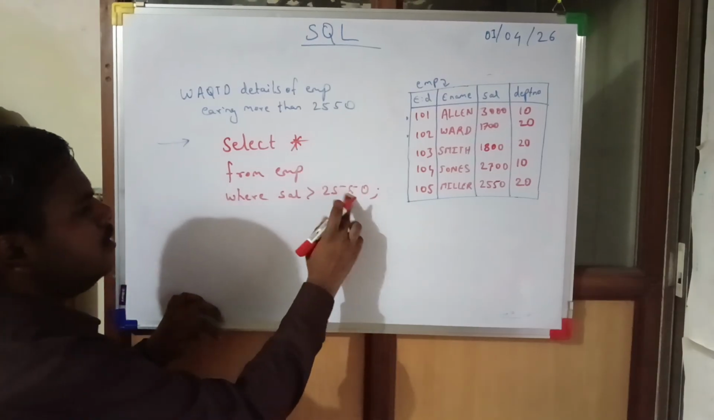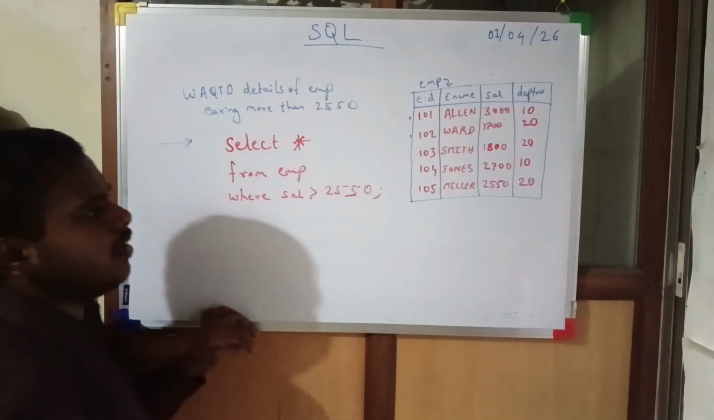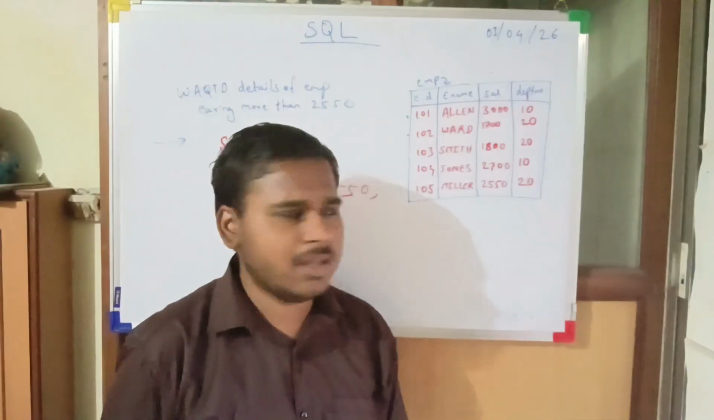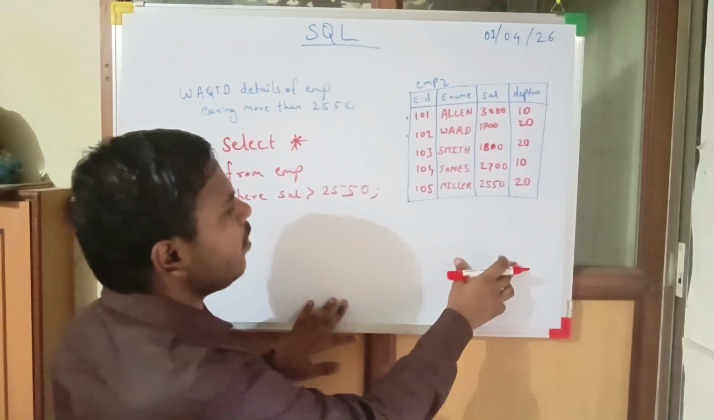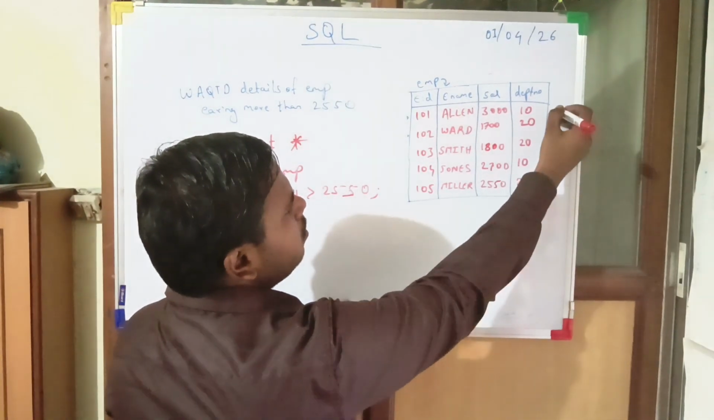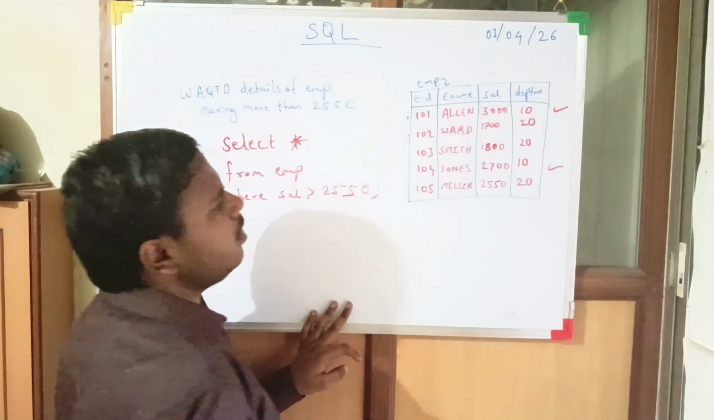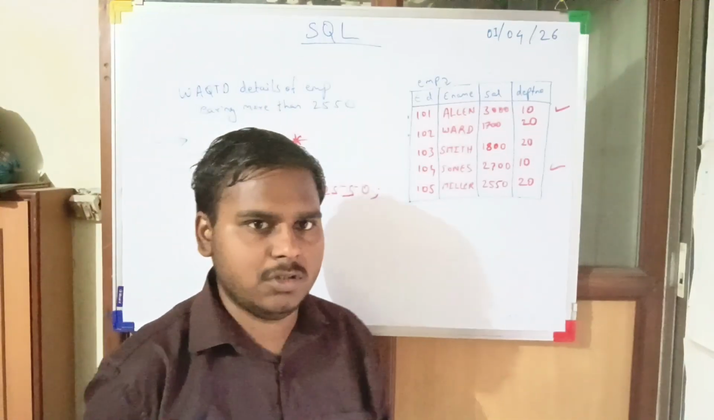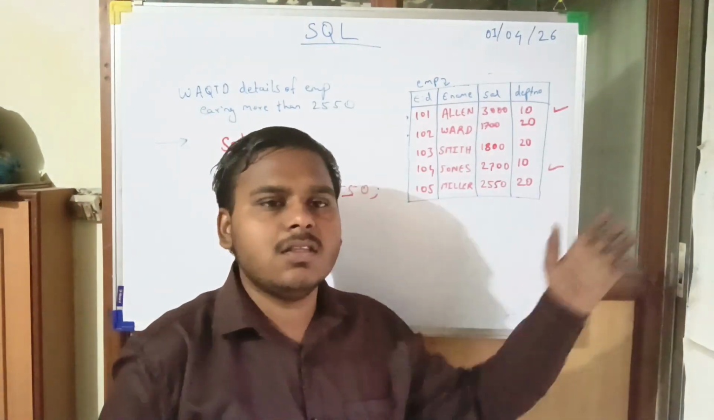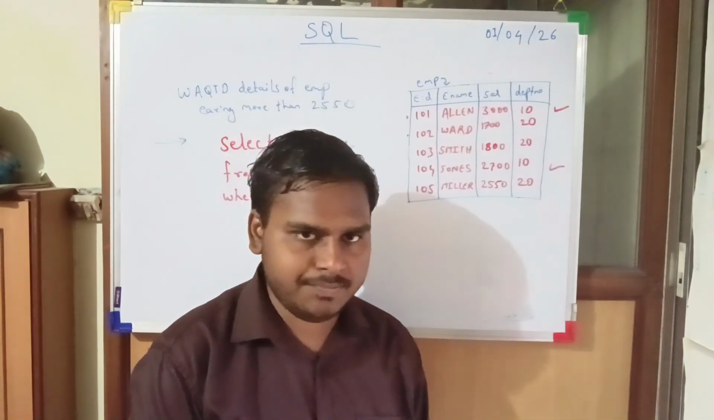This is the query we will write and we will get the output. By looking at the table you can see which output will come: more than 2550, 2700, 3000. The first record and the fourth record will be shown as the final output. This is how you will get the answer.